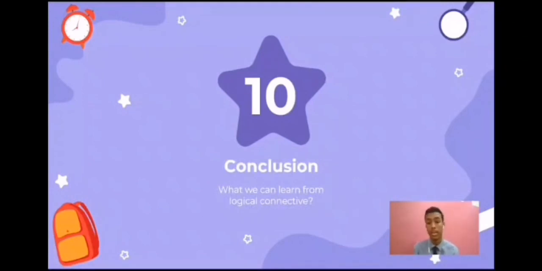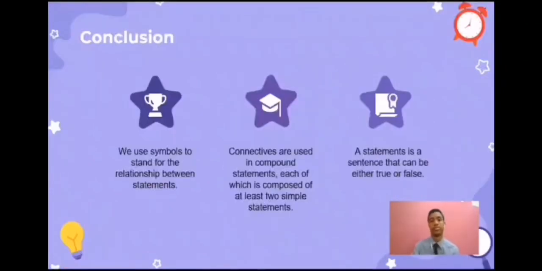The last one is conclusion. What we can learn from logical connective. First, we use symbols to stand for the relationship between statements. Second, connectives are used in compound statements, each of which is composed of at least two simple statements. And the last one is a statement is a sentence that can be either true or false.